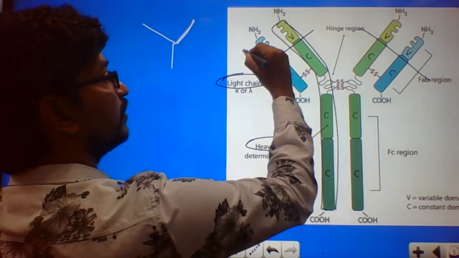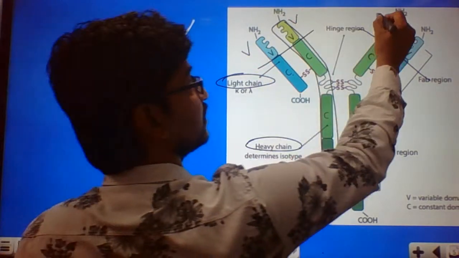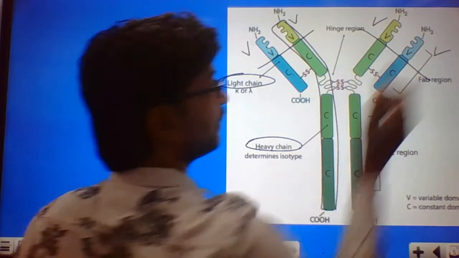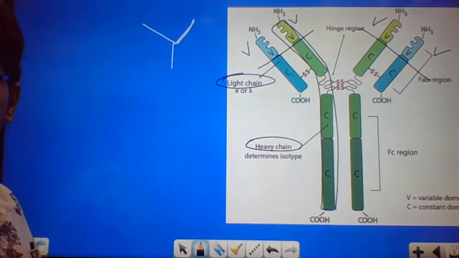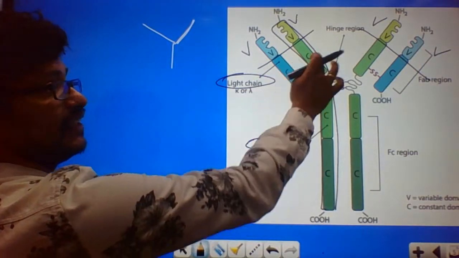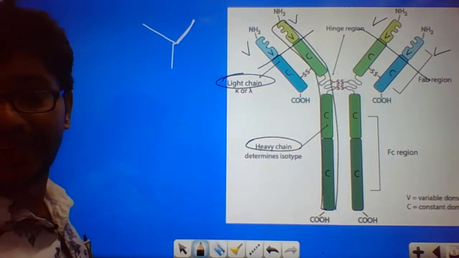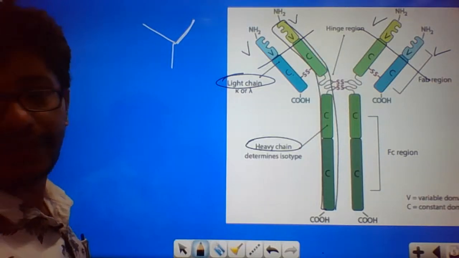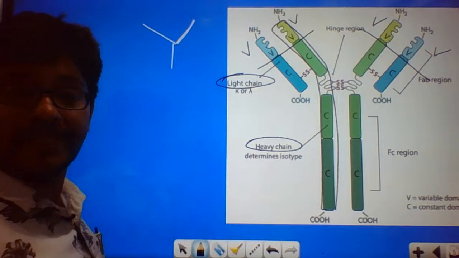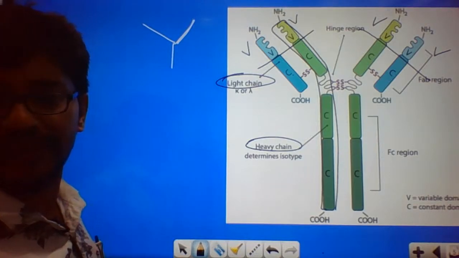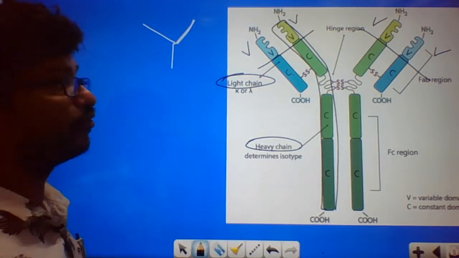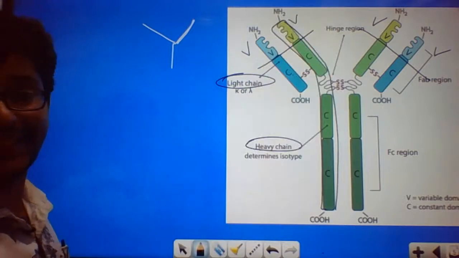இது எப்படி நம்ம மென்ஷன் பண்ணுவோம்னா V. It's a V. This is also V. The first segment of both your heavy chain and the light chain is the variable region. Why we call it as a variable region? This is because this is where the antigen is going to come and bind.